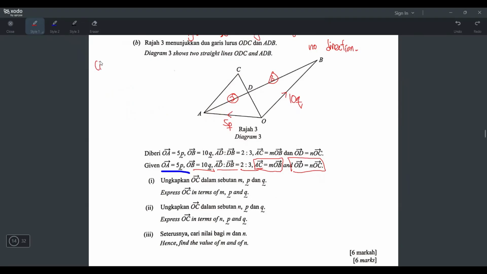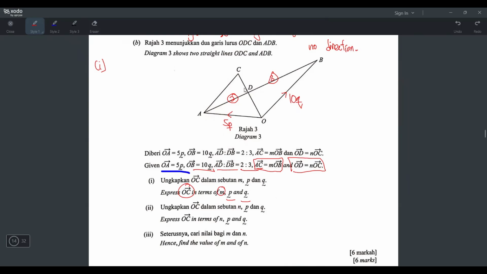And then I'll start reading number 1. Express OC in terms of M, P, and Q. I want to ask you, in this diagram, is there an M? Because they want the answer in terms of M, right? There is no M here, right? If you look at the whole question, where is the M? The only spot with M is here. Do you agree? So they want the answer in terms of M.